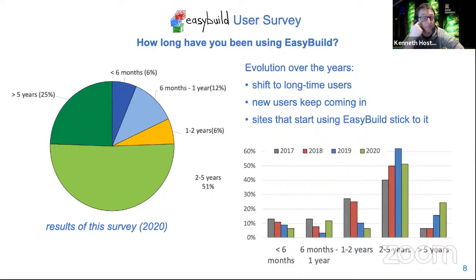So that's very important to know also when we ask for feedback, like in this survey or just on the mailing list or in Slack, that the new people are getting, let's say, a lower weight in discussions than experienced people. So it's very important to be aware of that.